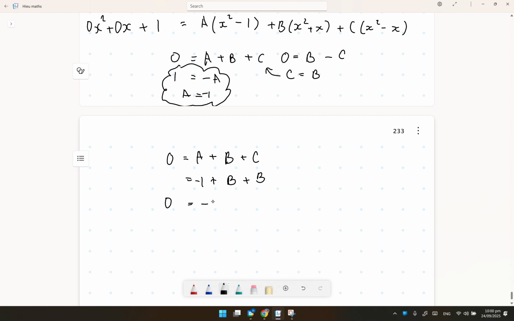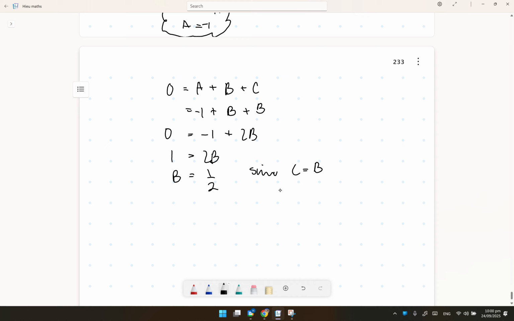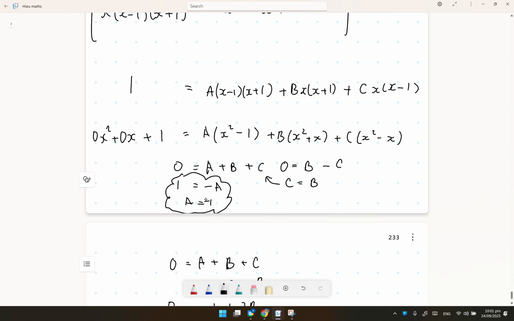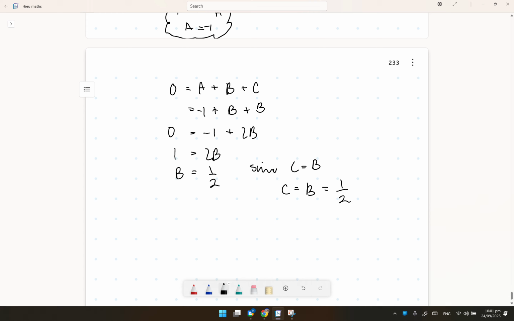That's going to be 0 equals negative 1 plus 2b, and therefore 1 is equal to 2b, and therefore b is equal to 1 over 2. And since c equals b, c is also equal to 1/2. And so we have our coefficients: a equals minus 1, b equals 1/2, and c also equals 1/2.